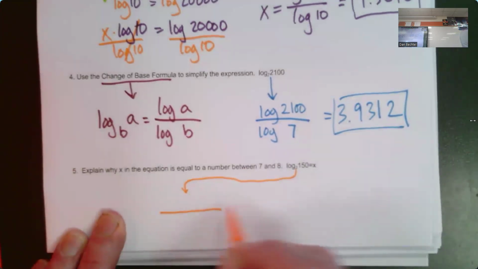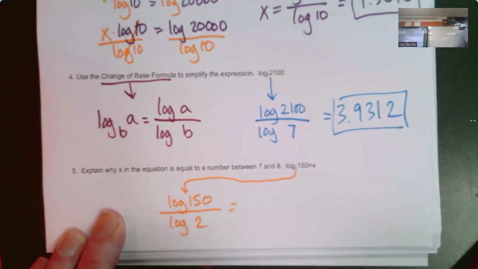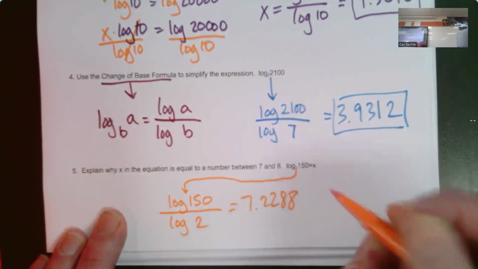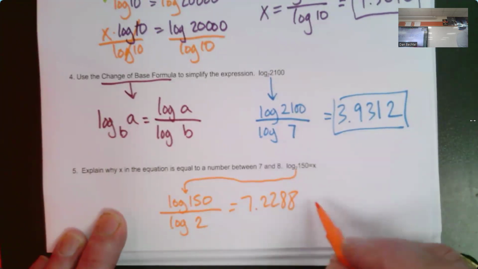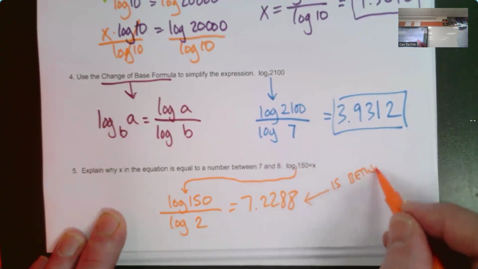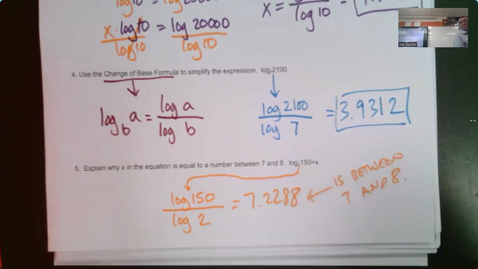The change of base formula for this would be log of 50 on the top and log of 2 on the bottom. If I plug that into my calculator, log of 50 divided by log of 2, I get 7.2288. Because it's a decimal larger than 0, this is between 7 and 8. Pretty simple.